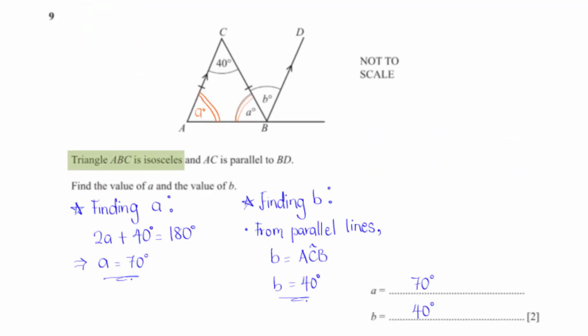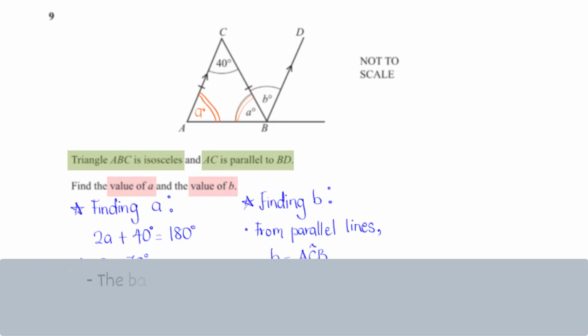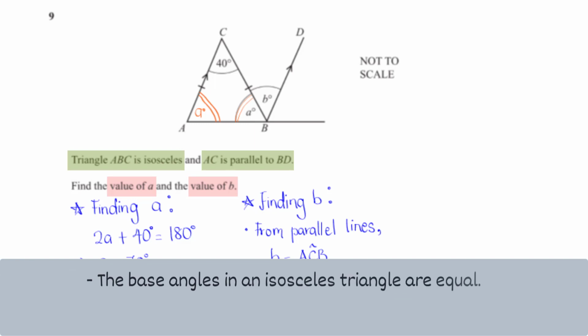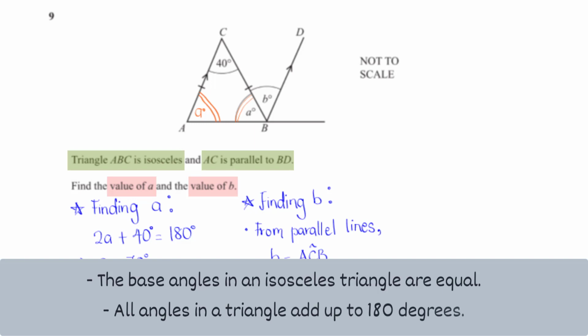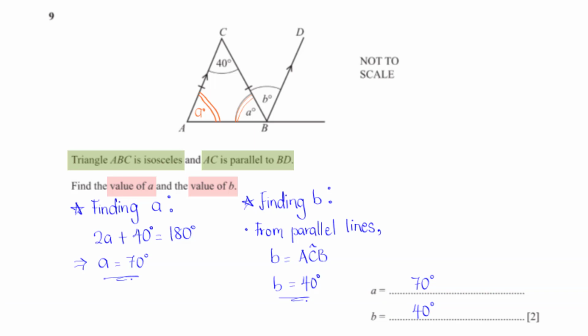Triangle ABC is isosceles and AC is parallel to BD. Find the value of A and the value of B. We know that the base angles in an isosceles triangle are equal, and all angles in a triangle add up to 180 degrees. Based on this, we can find A by writing the equation 2A plus 40 degrees equals 180 degrees, and this leaves us with A equals 70 degrees.